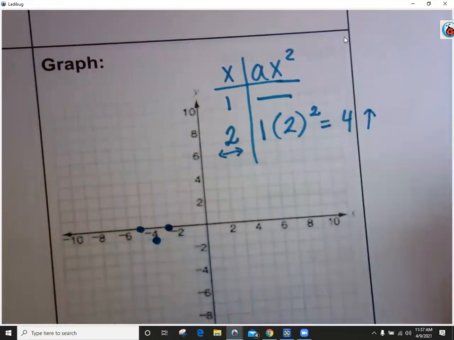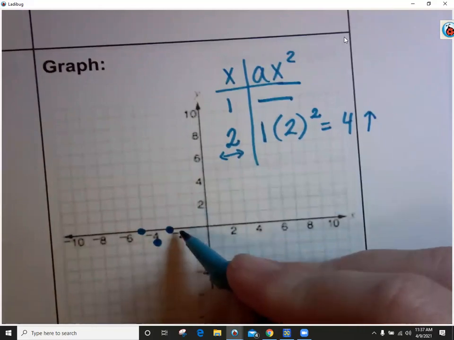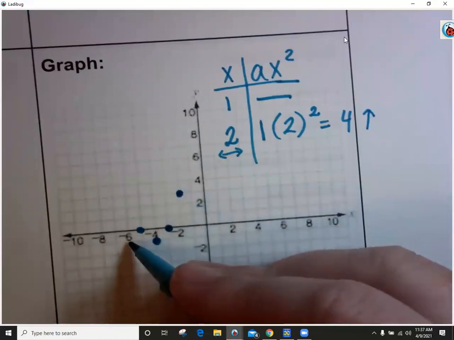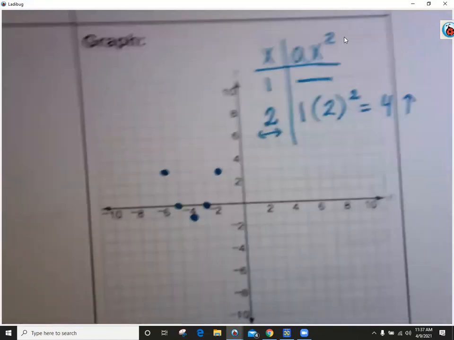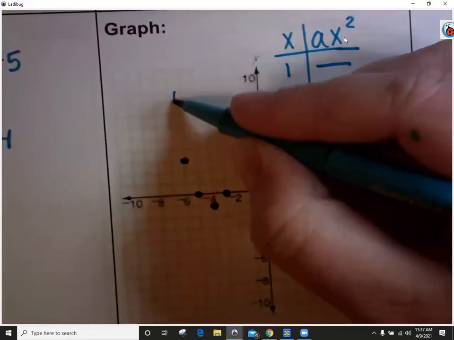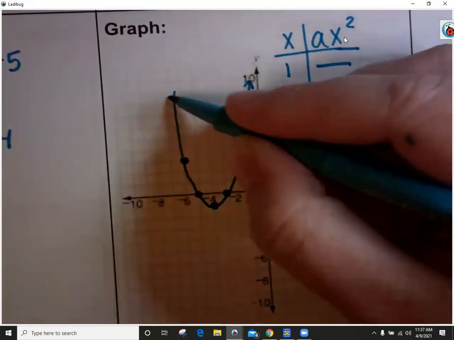Okay, and that move always happens away from the vertex. So we would come to the vertex and go horizontally 2 and up 4. And we would do that on both sides because parabolas are symmetrical. And then there's those 1, 2, 3, 4, 5 points that you need to get the full 5 points on that part of the question.